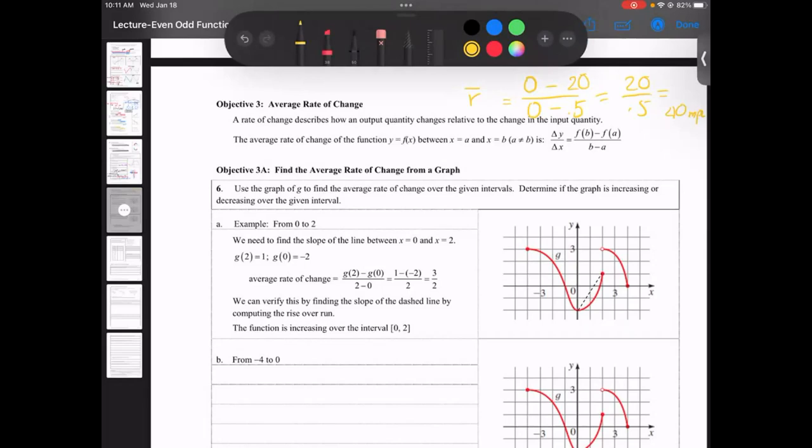So average rate is delta y over delta x. It means f of b, think of it as your y2, minus f of a, your y1, over b minus a, which is x2 minus x1. What does this remind you of? Slope. So this is the same thing as y2 minus y1 over x2 minus x1. So average rate of change is slope.